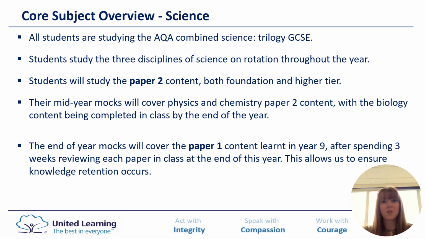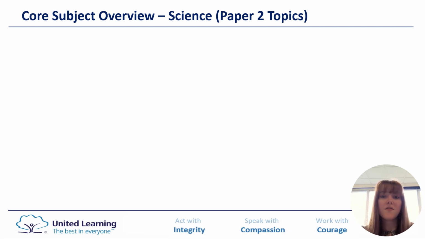This allows us to ensure that knowledge retention occurs from Year 9 and we can check for any gaps in knowledge. So here is the overview of the topics for Science Paper 2. So physics will be term 1 and we'll be learning forces, waves, magnetism and electromagnetism. Then in term 1 and 2 we'll be working on chemistry, so rate and extent of chemical change, organic chemistry, chemical analysis, chemistry of the atmosphere and using resources.